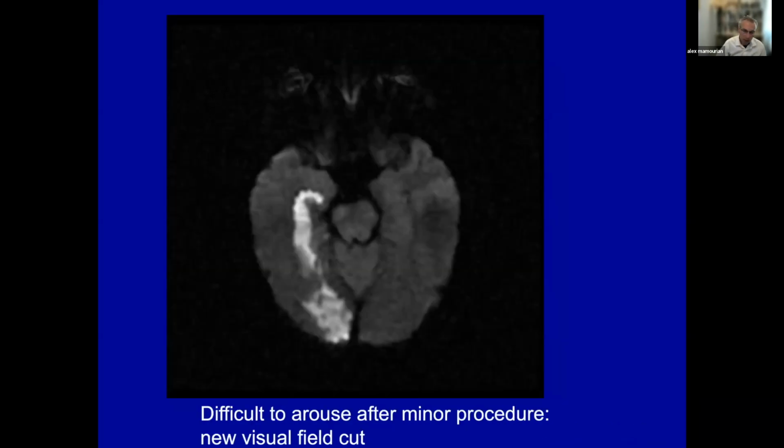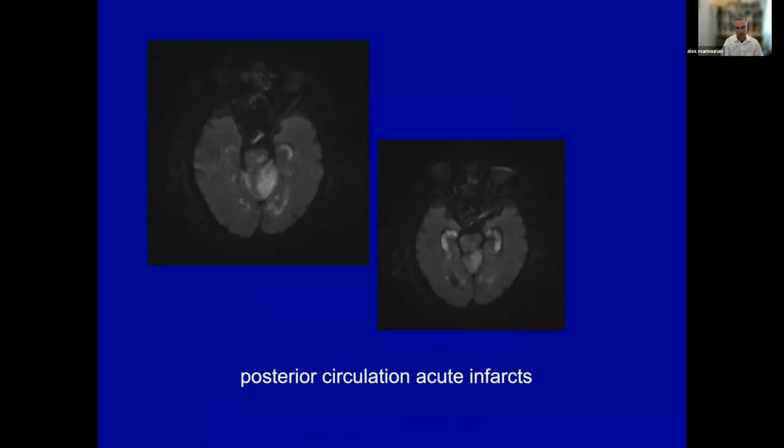This was a patient who had a minor procedure, was difficult to arouse, and had a visual field defect, and you notice this involvement of the hippocampus. This is an example of a posterior circulation ischemia. Remember, the hippocampus is a part of the posterior circulation. And so here we see this infarct of the occipital lobe and the hippocampus. And it shows you actually very dramatically, coming back to terminology, the word hippocampus comes from the seahorse, and it gives you this kind of seahorse appearance you see here from this restricted diffusion.